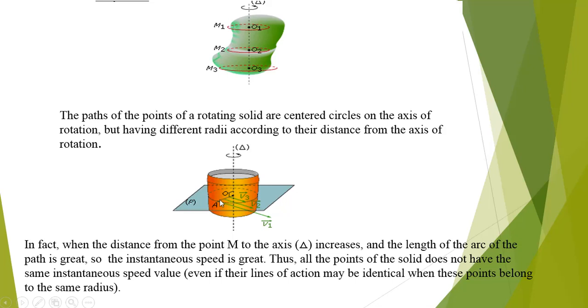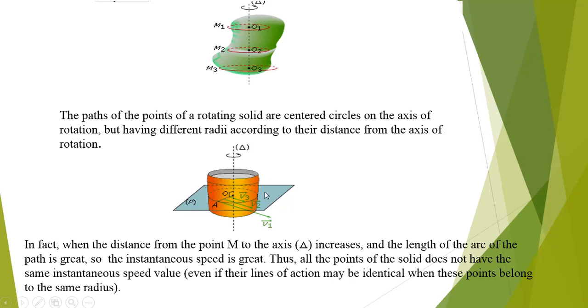N, M, and A are situated on the same radius of this circle, but the distance OA is different from the distance OM, different from the distance ON. In fact, when the distance from the point M to the axis delta increases, the length of the arc of the path is greater, so the instantaneous speed is greater.